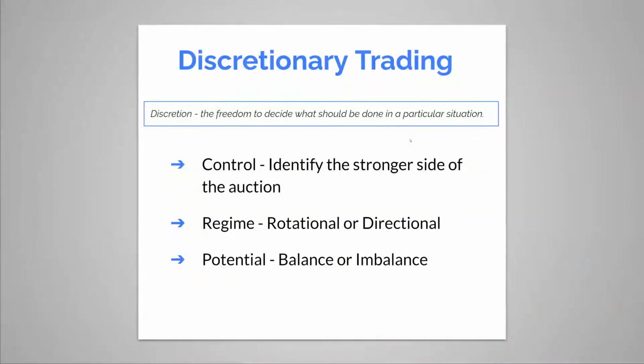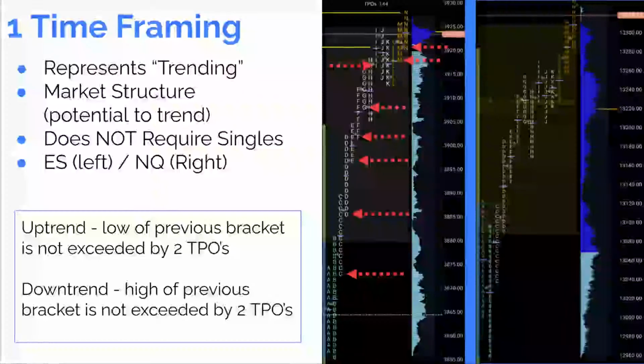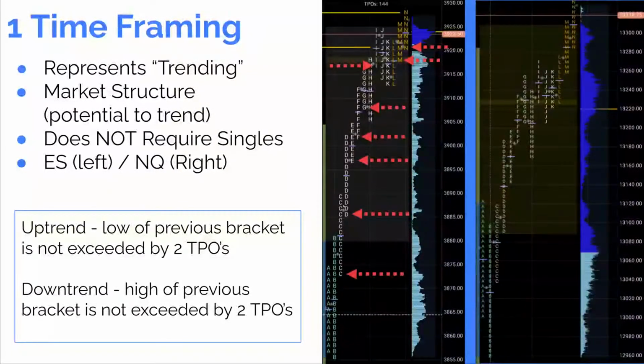Okay, so this is the slide I showed earlier, and I just want to go back to it. Again, I'm reinforcing these. Control, identifying the stronger side of the auction. So just think of that, control. Which side's stronger? If I go back, now that you understand one time framing, you can pretty much tell who's stronger here. And not just because price went up, but because of what we're witnessing with the one time framing, with the single prints. Those are all very key nuances that you can pull from the profile. And I recommend you do.